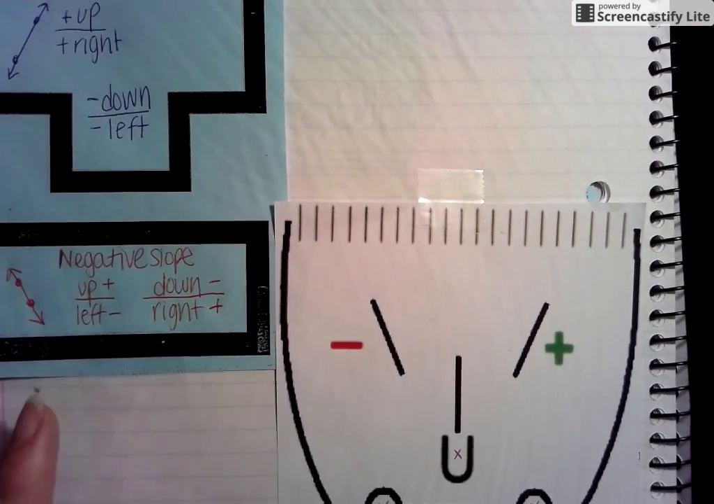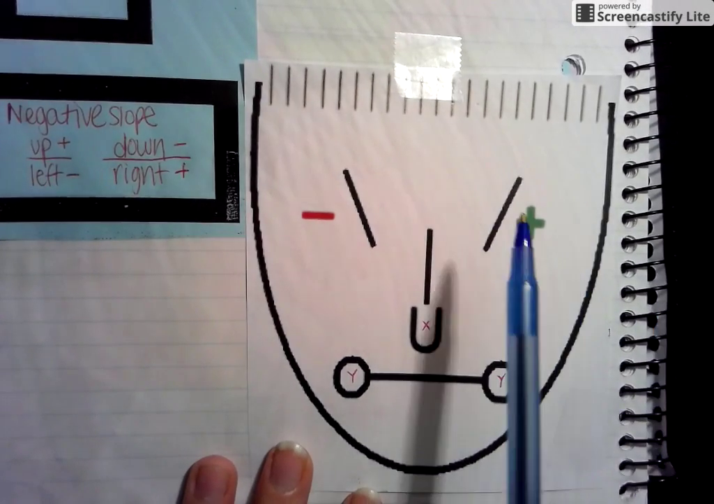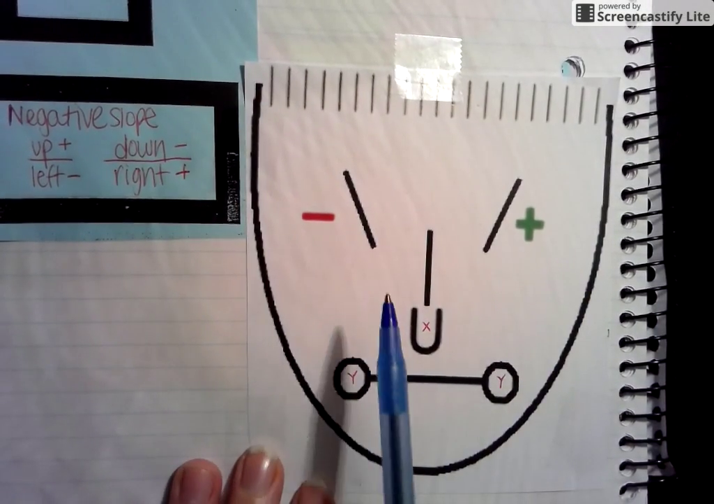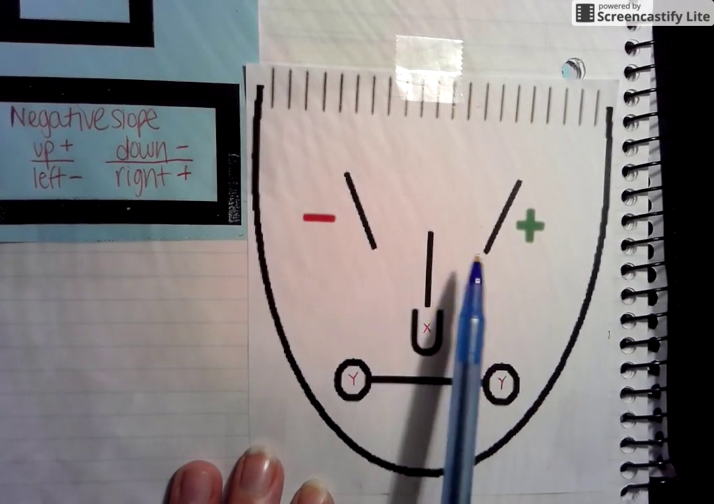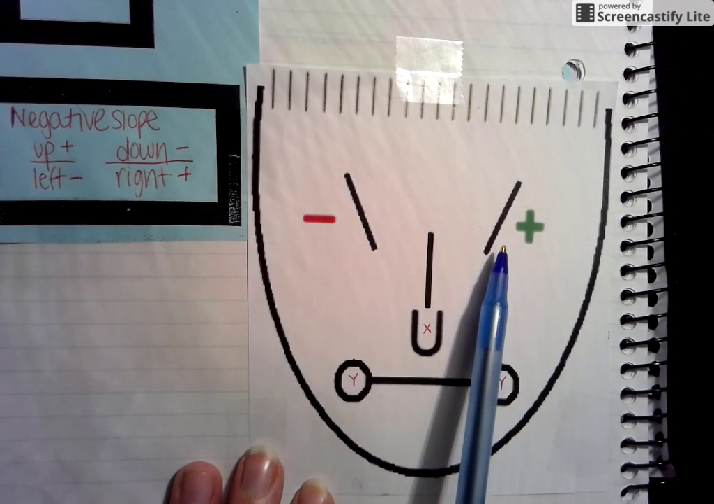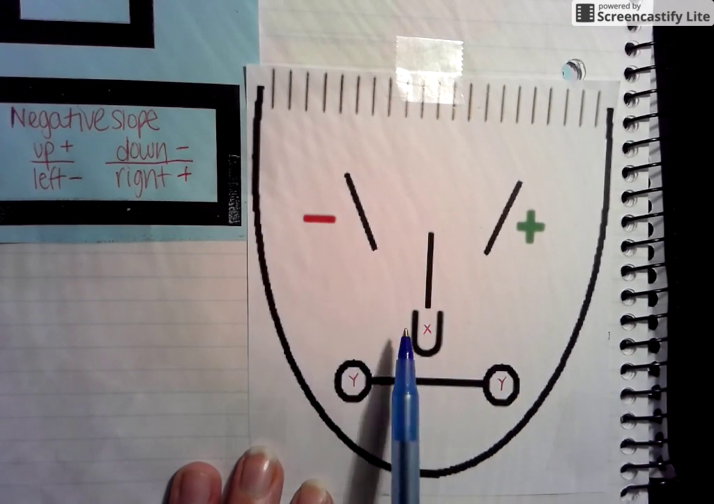This is kind of a neat memory trigger for you to use. And this is called Slope Guy. If you notice, his eye is a negative slope. His other eye is a positive slope, so it goes up to the right. This one goes down to the left.